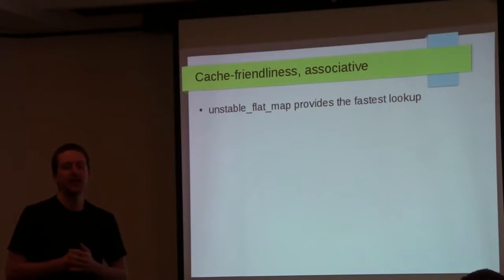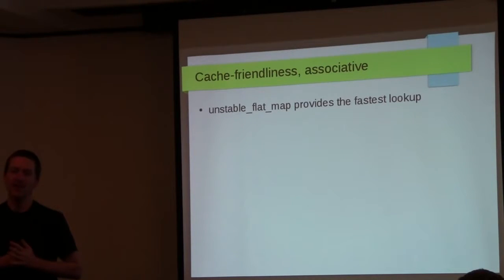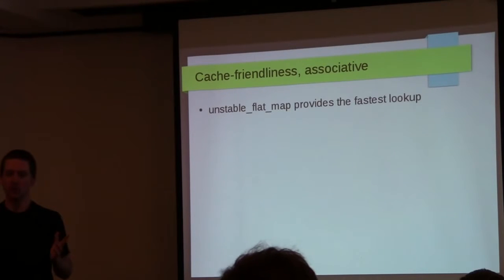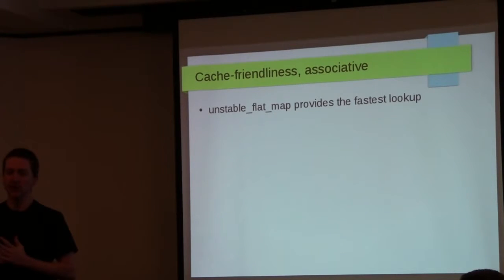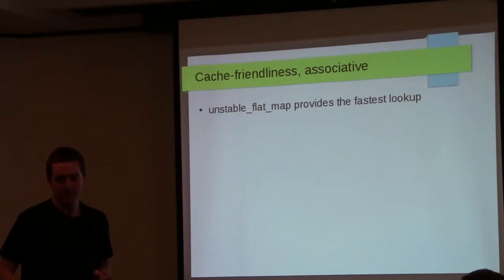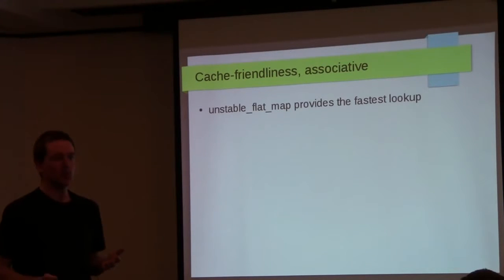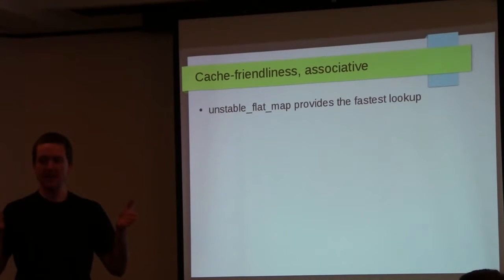So in all situations, regardless of element size or number of elements, the unstable flat map, which is to say the sorted standard vector, provided better lookup performance than the other two options. And that kind of fits with what we expect because all of the data is in one location in memory. You just do a binary search on it.